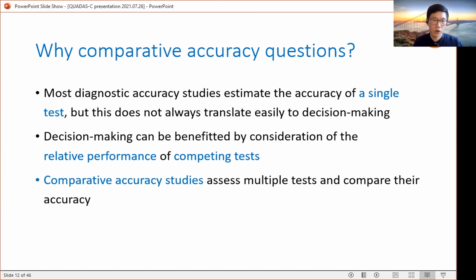You can view comparative accuracy studies as kind of emulating randomized controlled trials of diagnostic tests that look at the effect of diagnostic tests on patient-important outcomes. And you can then view test accuracy as a surrogate for patient-important outcomes.